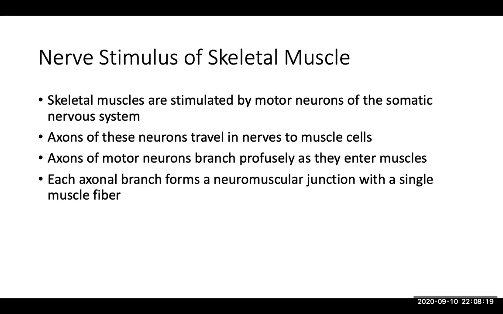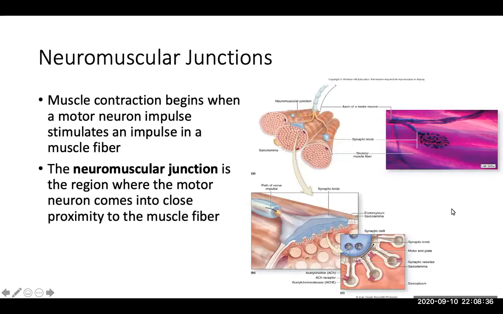Axons of these neurons travel into the nerves to the muscle cells. They will branch profusely, or into many pieces, as they enter muscles, so that each axonal branch of that nerve will form what we call a neuromuscular junction with a single muscle fiber. And this is really interesting to see. Each branch of the motor nerve will travel to each muscle fiber. And at this neuromuscular junction is where the motor neuron will come into close proximity to that muscle fiber.